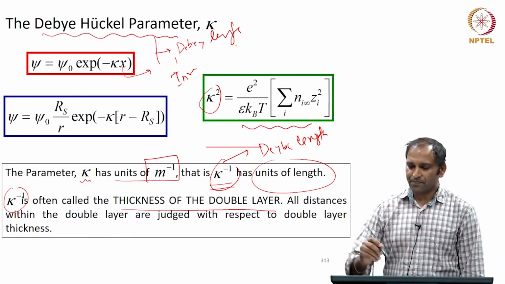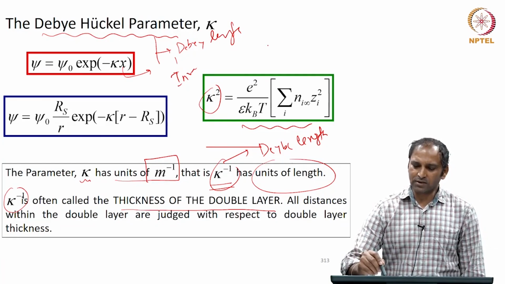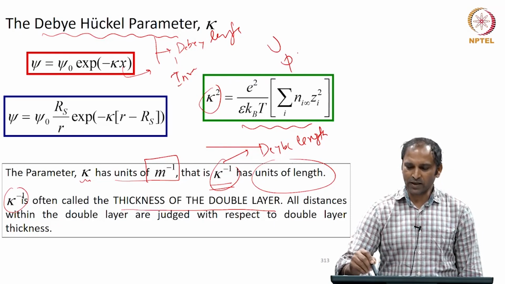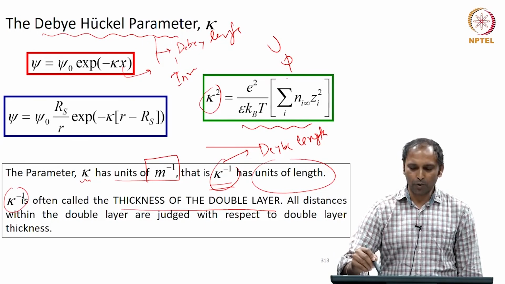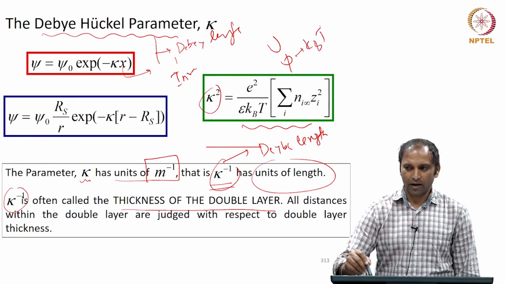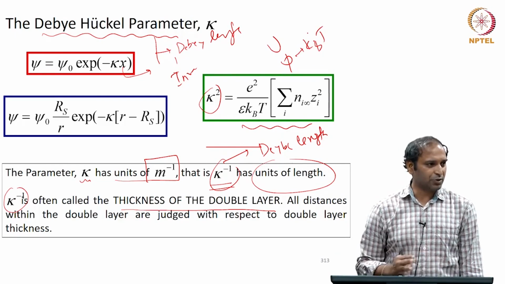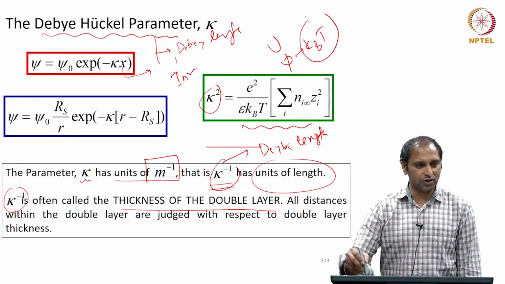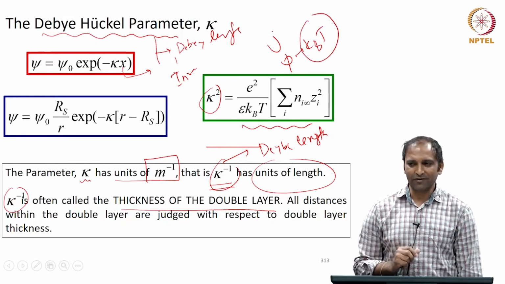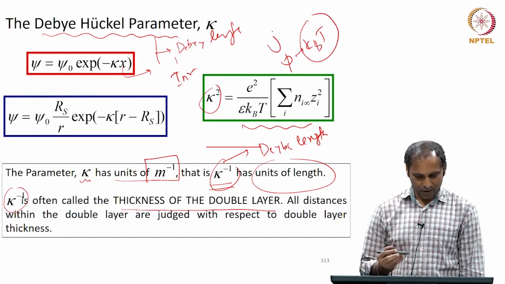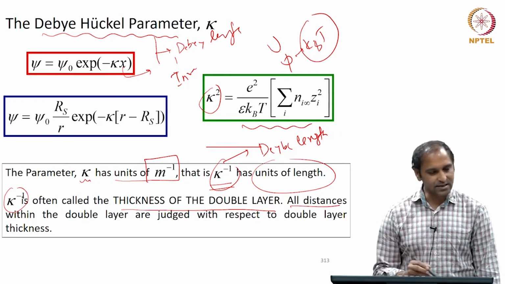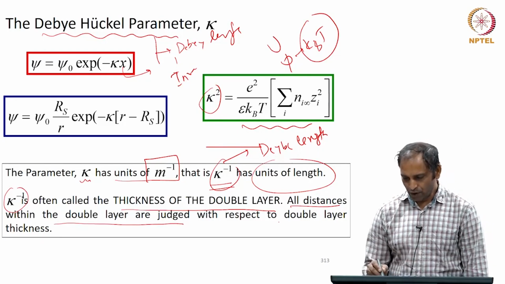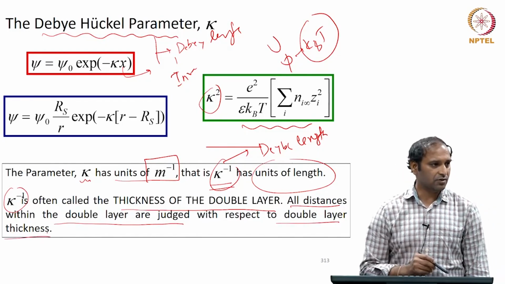Like we mentioned, we always compare the interaction potential, u or phi, with respect to kBT. Whenever you do any interaction potential calculation, it is always a good idea to scale your interactions with the thermal energy, because that will give you a magnitude which you can easily connect to. So, similarly, all distances within the double layer are judged with respect to the double layer thickness.